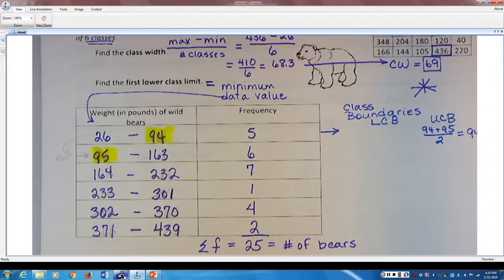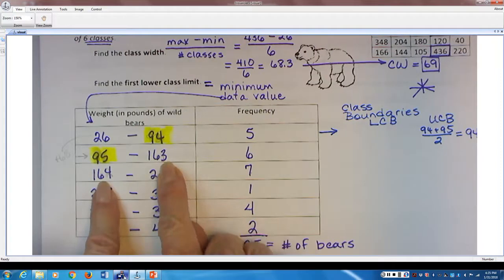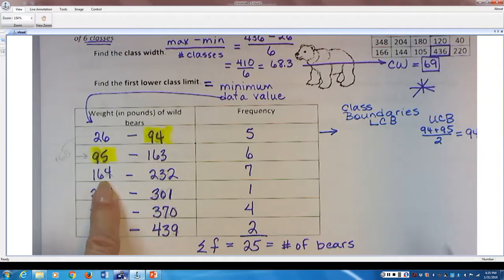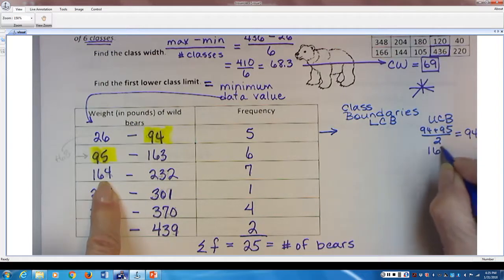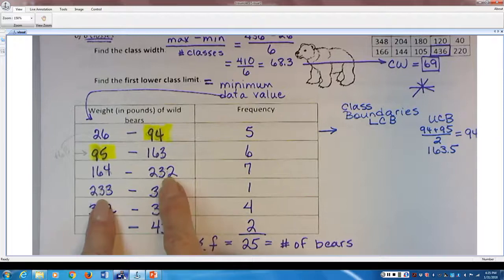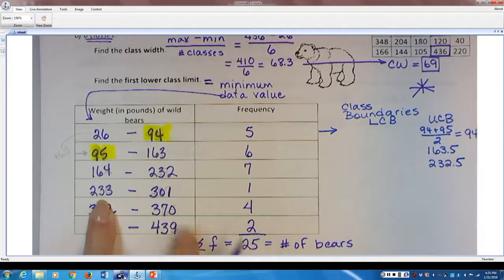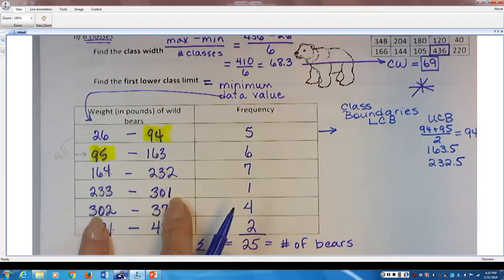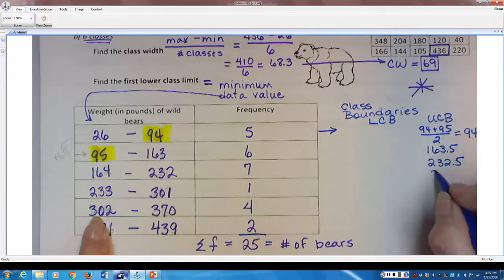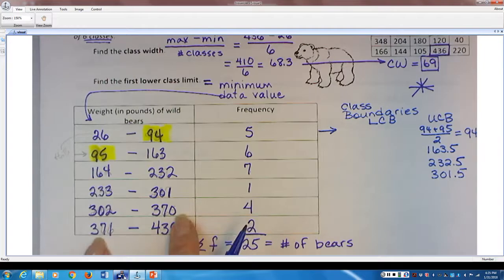Okay? And if I wanted to find this one, it would be 163.5, right? And if I want to find this one, it will be 232.5. And if I want this one, it's 301.5. And this one is 370.5.